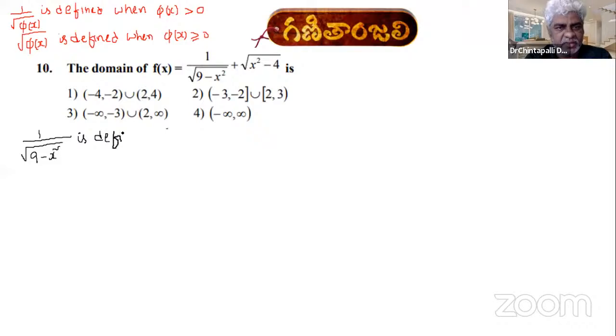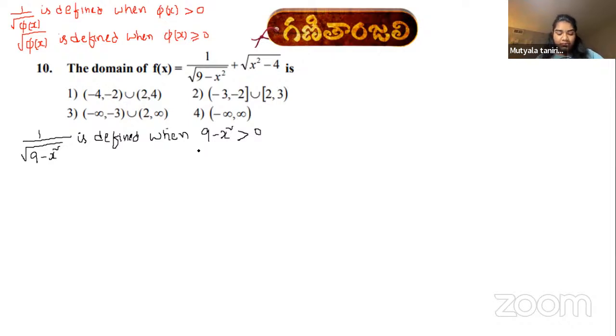Tell me when it is defined. When 9 minus x square is greater than 0. Very good. Can you tell one example for x which satisfies this inequation? 9 minus x square is positive, so it should be greater than 0. For which value of x is this inequation true?